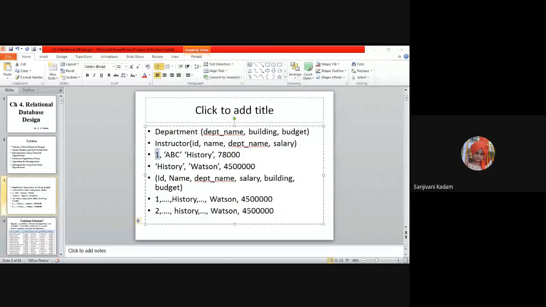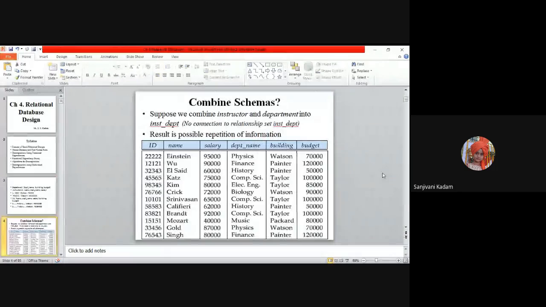So let us see. This is the combined schema. Here we are combining two relations, instructor and department. If we are combining these two relations, right now we are not focusing on any relationship.